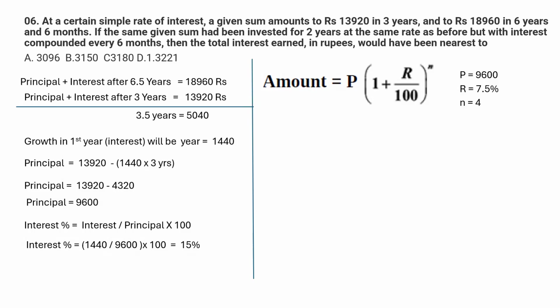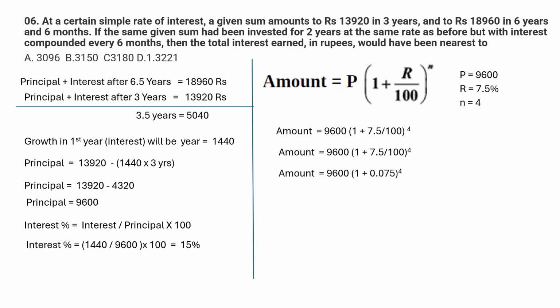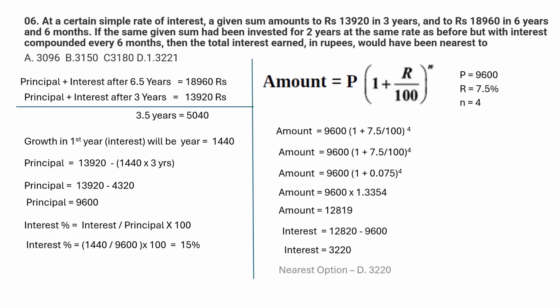Accordingly, we'll just put these numbers in this formula. I'm not getting into the calculation, but when you solve this, the interest will be 3220, which is nearest to 3221. So that's your answer.